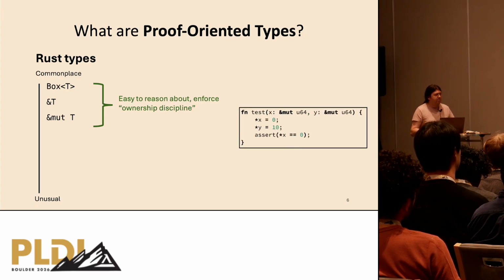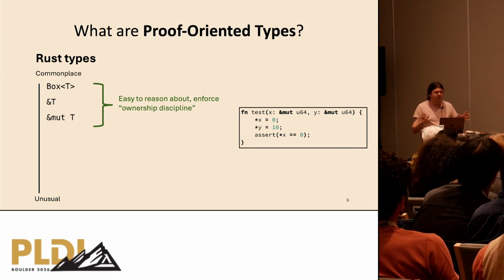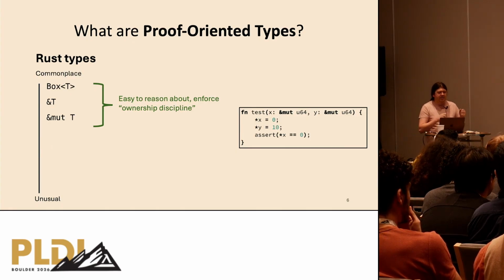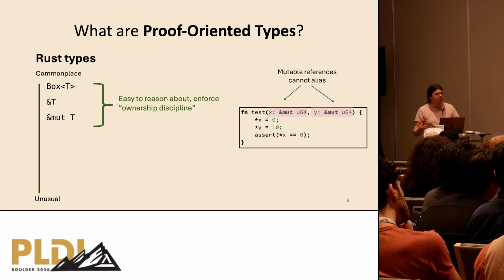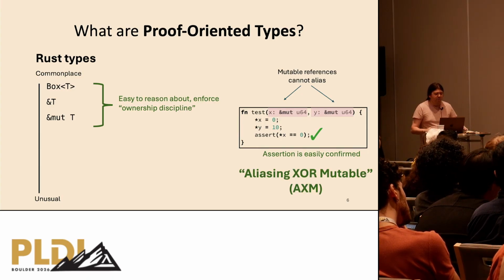So to be specific, I'll give you this little code snippet here. The function takes two mutable references. We assign x to 0, y to 10, and then we assert that x is still 0. Now, in Rust, these mutable references are not allowed to alias. And therefore, this assertion is always going to be true, and Verus can check it easily. This takes advantage of a property that in the Rust community is often called aliasing XOR mutable, or AXM.